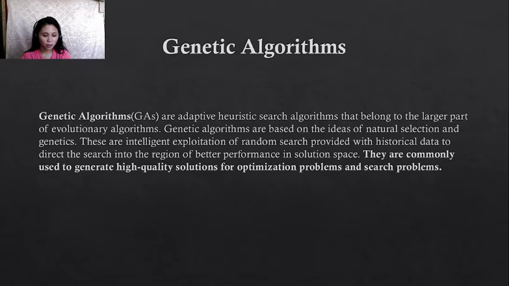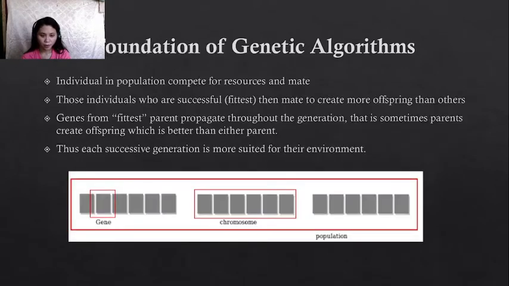Each individual is represented as a string of characters, integers, floats, and bits. This string is analogous to the chromosome. So, the foundation of genetic algorithms: genetic algorithms are based on an analogy with the genetic structure and behavior of chromosomes of the population. First, individuals in the population compete for resources and mate.